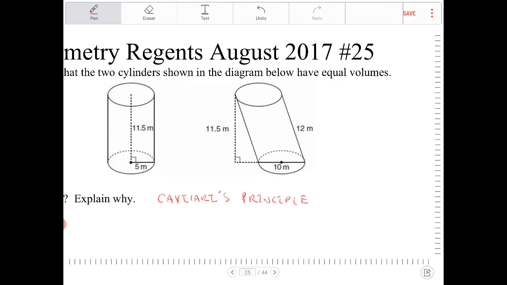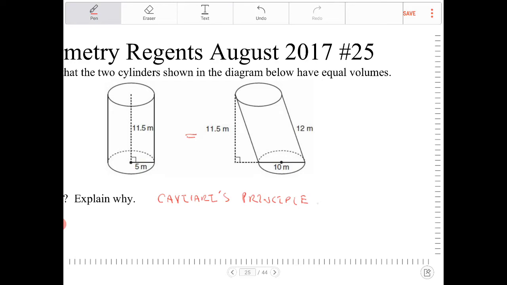Okay, if you have one figure that is a right figure, meaning the altitude is going to be perpendicular to the base, and that altitude runs through the middle of that object, versus another object where the altitude is not in the object itself, where it's oblique, Cavalieri's principle says that these two are going to have the same exact volume. Okay, so with Cavalieri's principle, these two are going to have equal volumes.